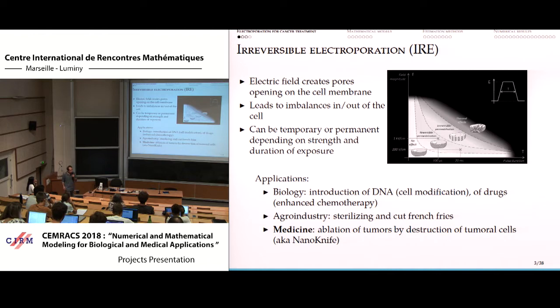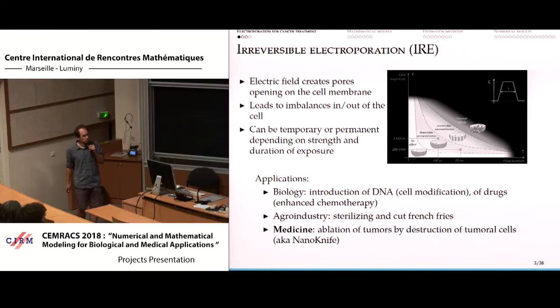There can be more or less of them depending on the strength of the field, and they can also stay for a relatively short time, in which case we talk about reversible electroporation, or if the field is strong enough or lasts for a long time, then they will remain, and we talk about irreversible electroporation.